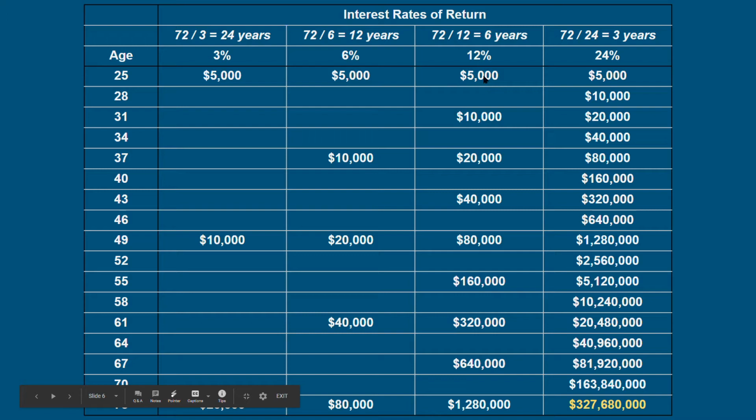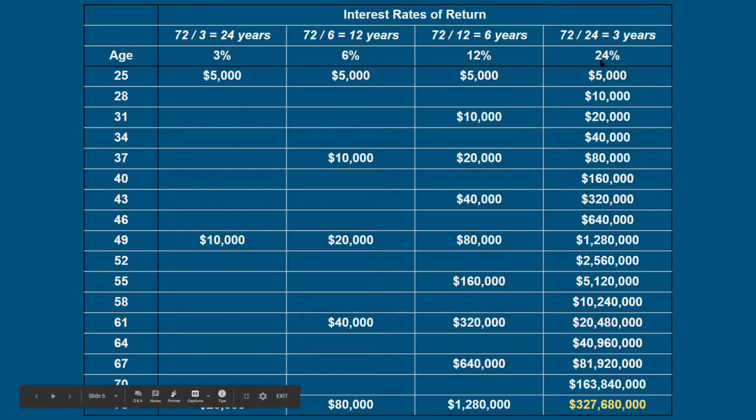So this is a one-time investment. Imagine if you invested every single year $5,000 until you retired. This would be significantly much larger. And lastly, real quick look is if you could get 24%, your money would double every 3 years, and it would grow to over $320 million by retirement age.